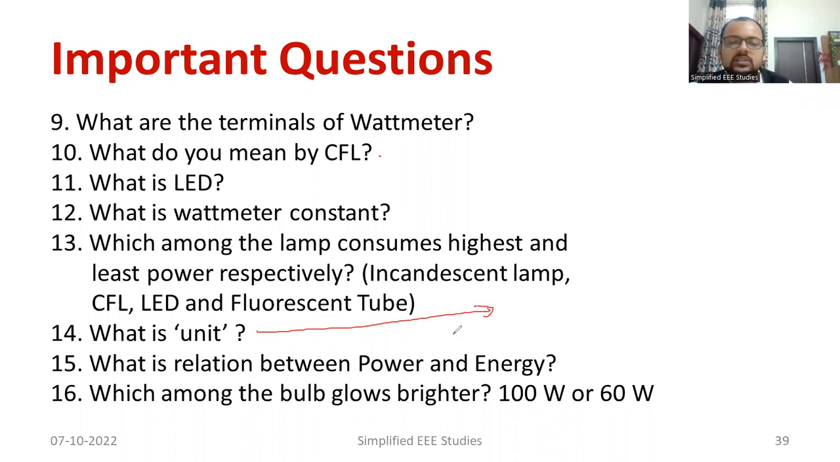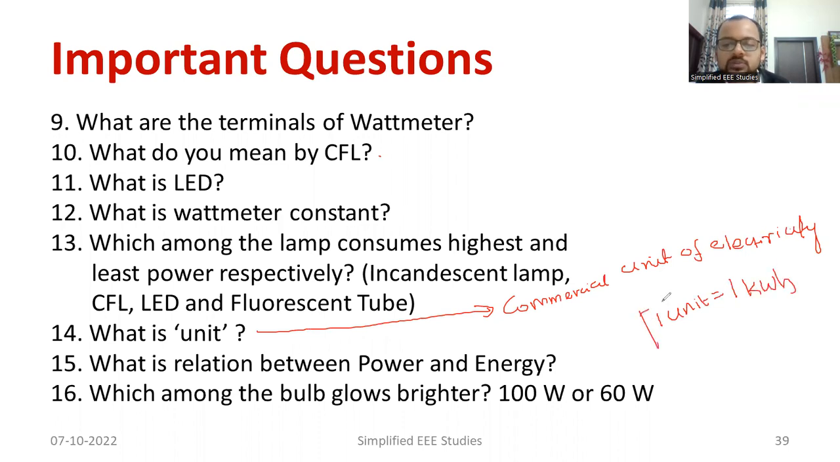Unit is nothing but a commercial unit of electricity or electrical energy. So 1 unit is nothing but 1 kilowatt hour. This is a very important concept. In your house, you are receiving an electricity bill based on 120 units, 240 units, 250 units, 300 units, etc.